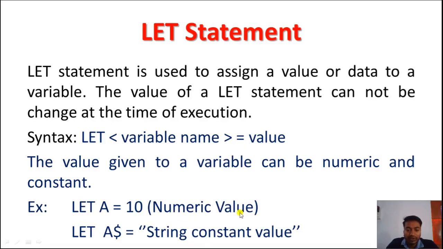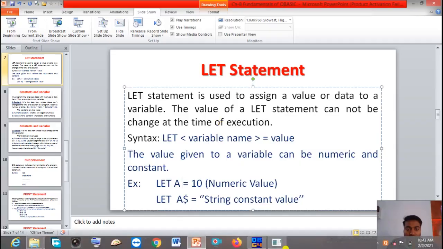That is a numeric value. And LET a$ = in double quotes, within double quotes we have to write the message. If you want to print a message like hi, hello, welcome, then within double quotes you have to write the message whatever you want to print. And in the variable we have to use the dollar sign. Here you can see I haven't used the dollar sign, but here I have used it. Why? Because we are going to assign characters to the variable a. Understood? Now let me show you one example.